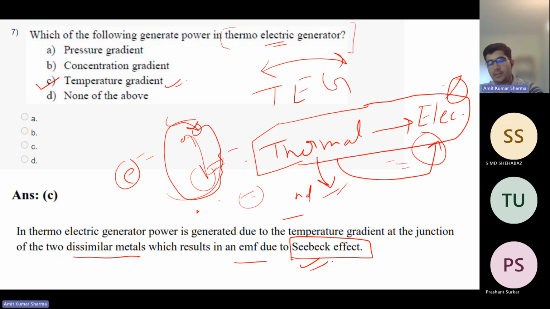Okay, I think it's clear. So yes, it's a genuine doubt. Anybody can think, because thermal to mechanical to electrical. It's a genuine doubt, but it's good that it's clear now.